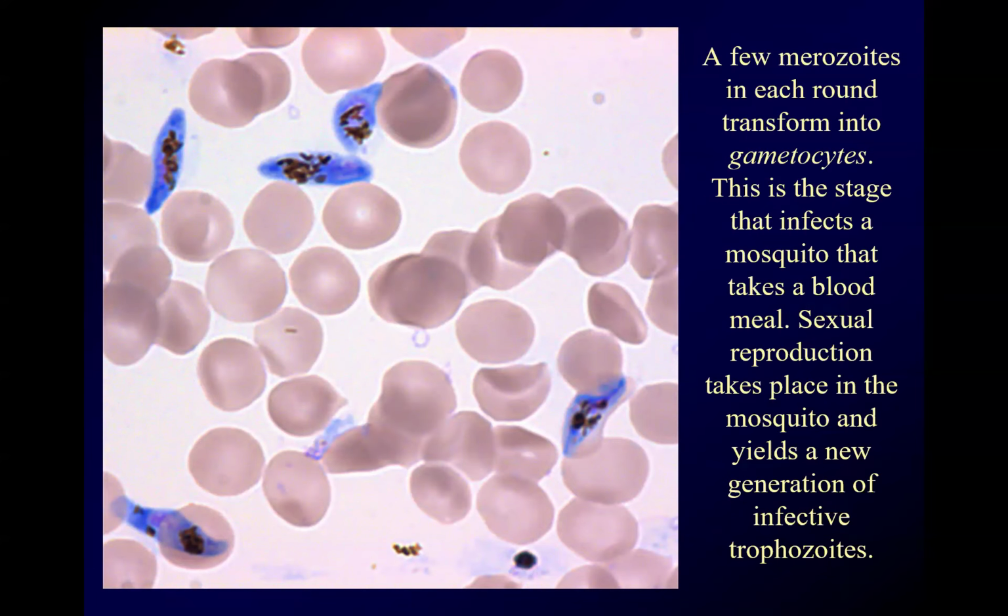Anyway, in people, a few merozoites in each round will transform into these gametocytes, this stage that floats around outside of the cells and looks kind of like a banana. That's the stage that infects a mosquito when the mosquito takes a blood meal. The gametocytes will pass into the mosquito. The gametocytes will transform into macrogametes and microgametes, but essentially they're eggs and sperm. Those will meet and form zygotes.